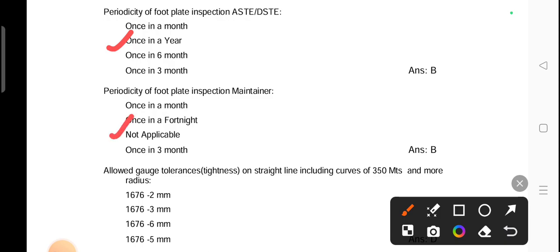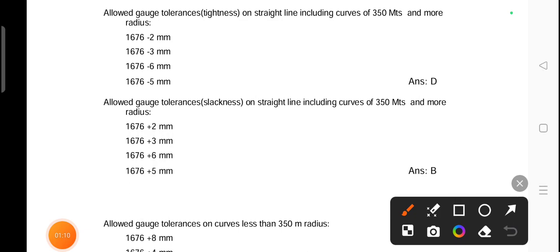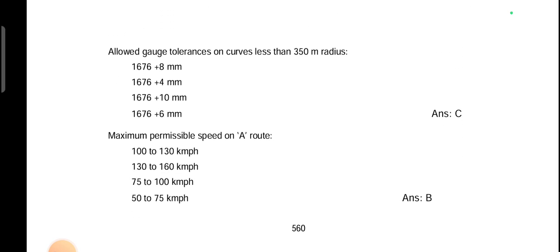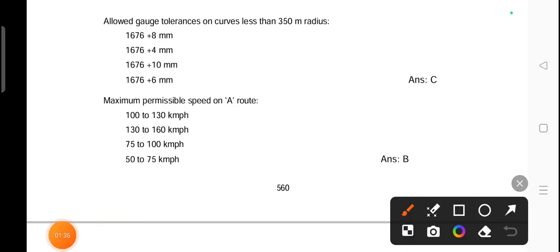Next, allowed gauge tolerance, tightness, on straight line including curves of 350 meters and more radius: 1676 minus 5 mm. Next, allowed gauge tolerance, slackness, on straight line including curves of 350 meters and more radius: 1676 plus 3 mm. Next, allowed gauge tolerance on curves less than 350 meter radius: 1676 plus 10 mm.